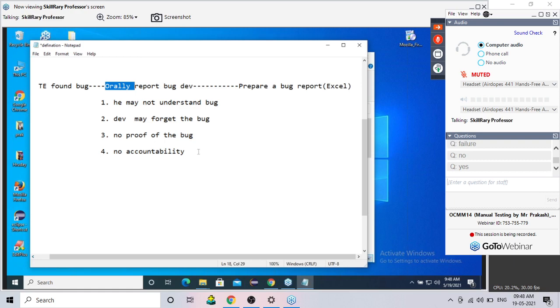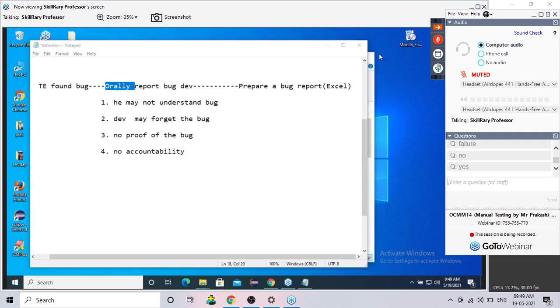Notice, whenever a test engineer finds a bug, we should not report it orally to the developers because of the following reasons.